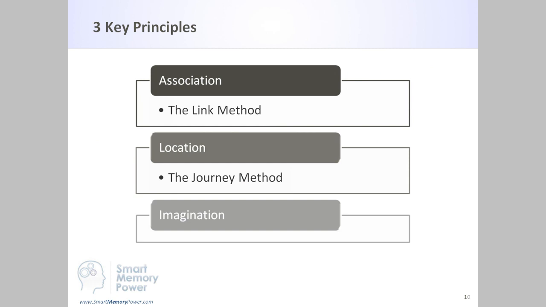So there you go, the three key principles. With association, you can use the link method. For location, you can use the journey method, and obviously those two methods in themselves help you out with the third principle, which is that of imagination. So I hope that's all been useful for you. There they are, the three key principles.